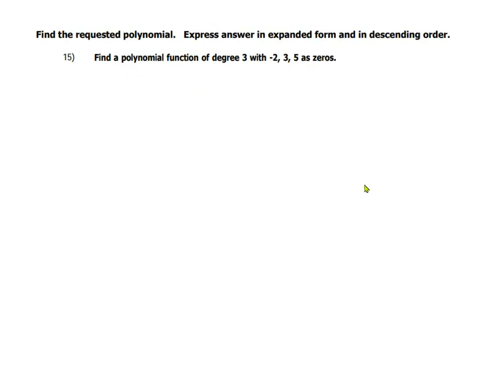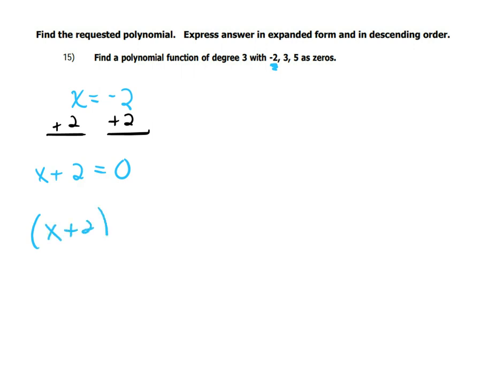This says find the requested polynomial, express answer in expanded form and in descending order. It's a polynomial function of degree 3, and then it gave me 3 different zeros. It said that one of the zeros was a -2. That means that x equaled -2. Well, if I add 2 to both sides, what I get is x plus 2 is 0. That's one of my factors, x plus 2.